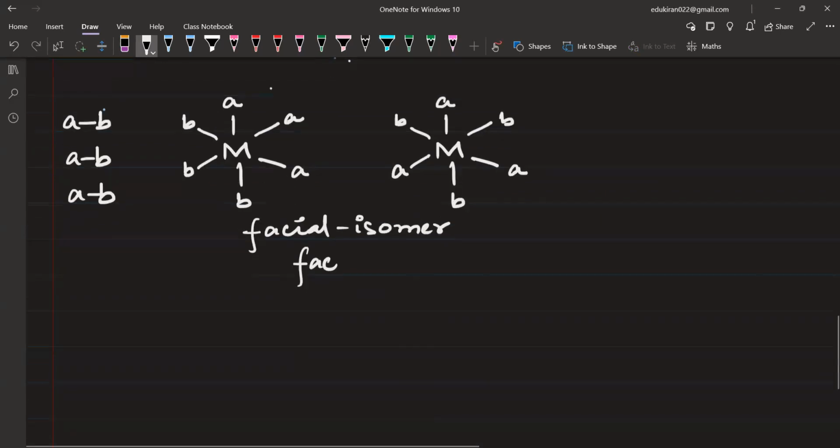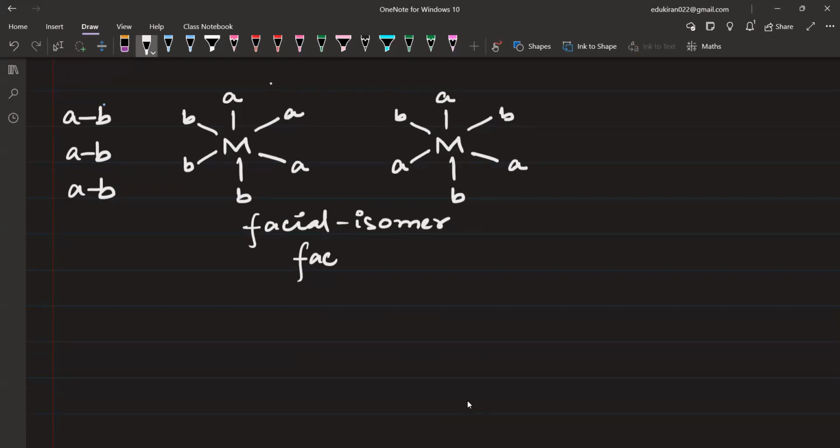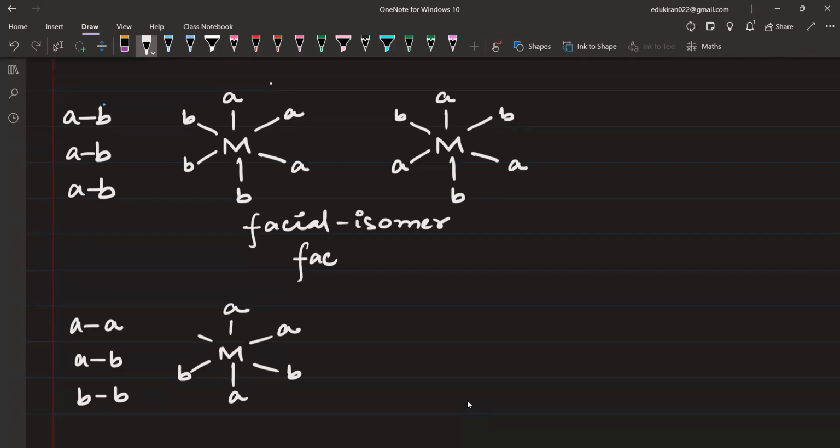Yes sir. इसी का दूसरा meridional, meridional में क्या होगा, we'll have A opposite to A and you will have A opposite to B and then B opposite to B. In this case, you have meridional. A is opposite to A, A is opposite to B, and then B is opposite to B. Okay, and this is meridional isomer. This is called mer, and this is the mer form. A के opposite A, A के opposite B, B के opposite B. ठीक है?